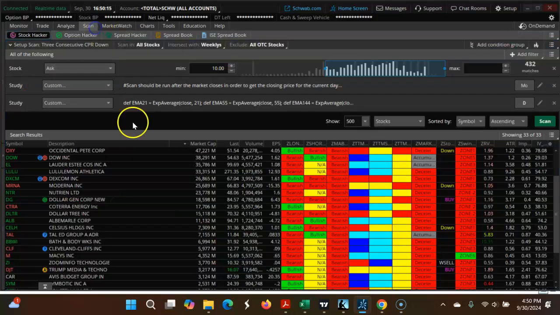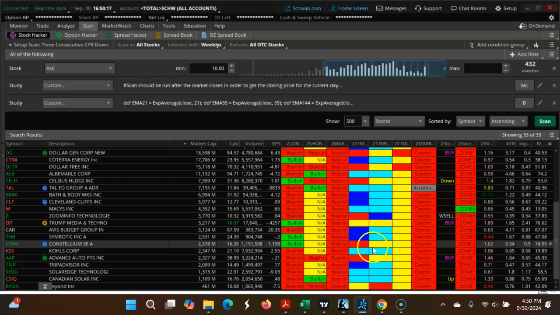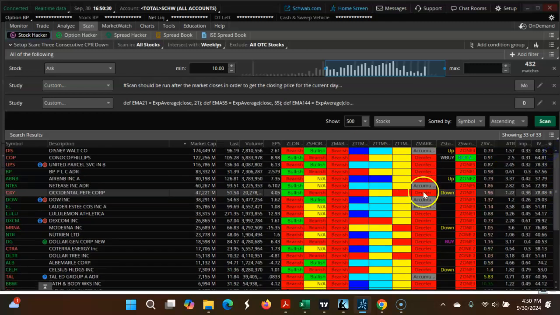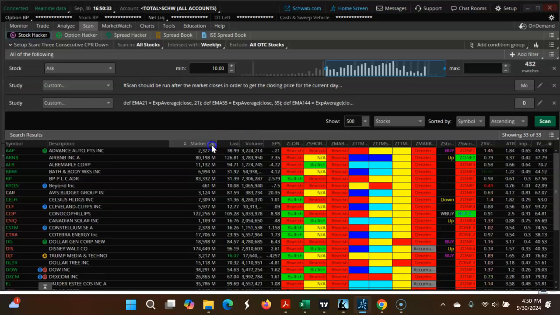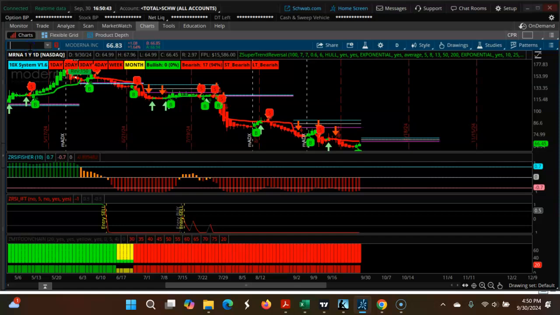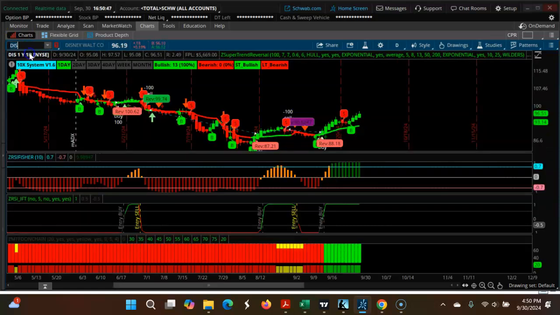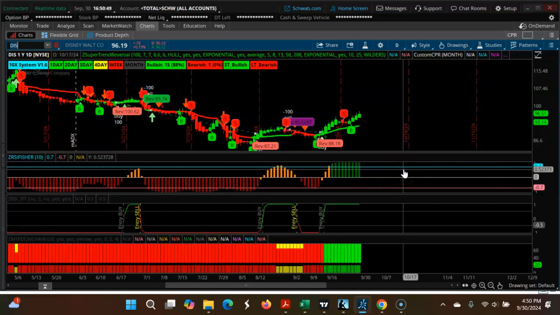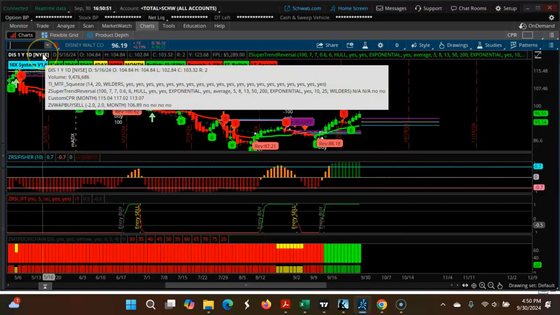Moderna. Kohl's, KSS. Big bottom beyond. So let's start by market cap. So Disney, COP. Okay, not quite the setup. COP.